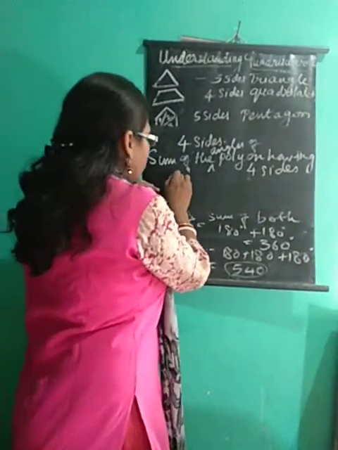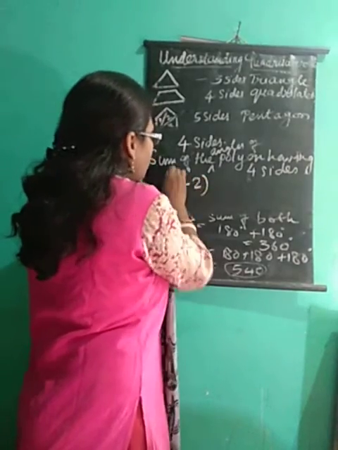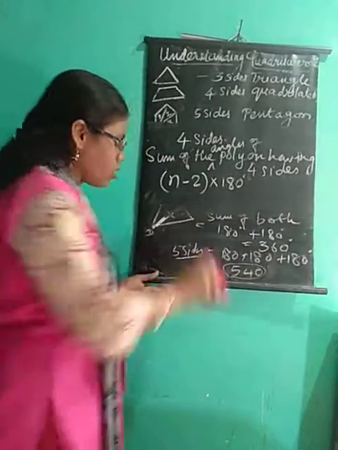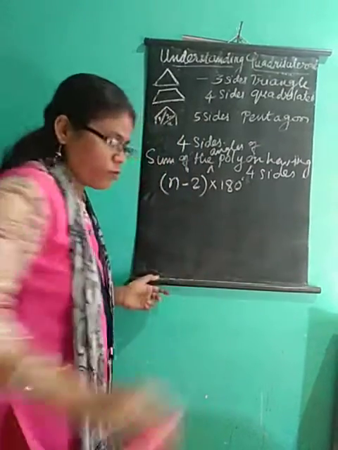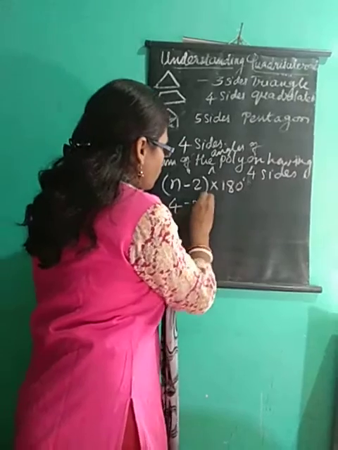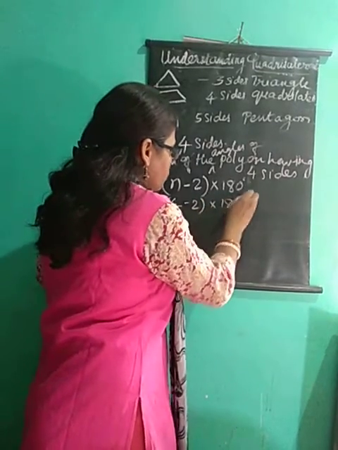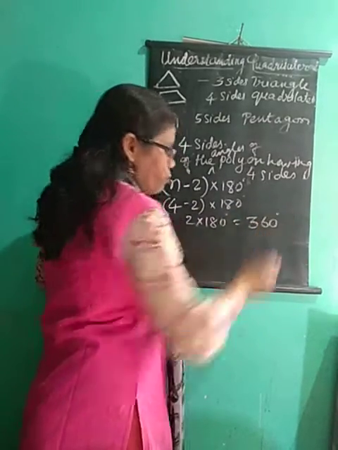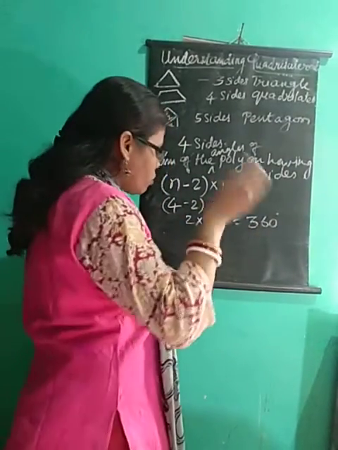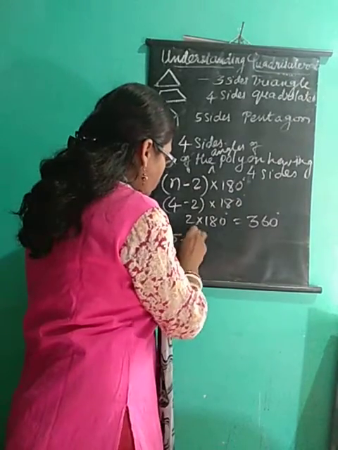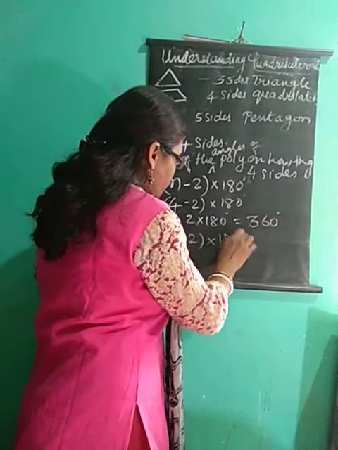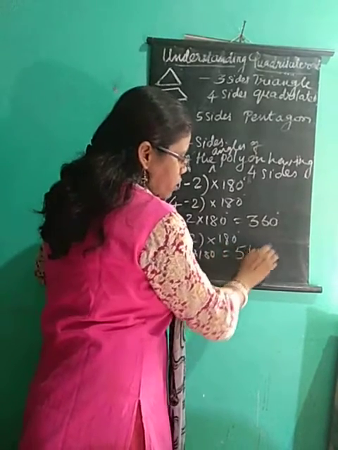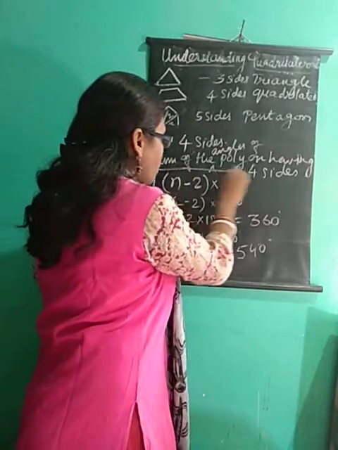So let us check. It will be n minus 2 into 180 degrees. (n minus 2) into 180. It means, you can check here, it is 4 minus 2 into 180. So you get 2 into 180, that is 360 degrees. Okay, so your answer is correct. We can check the next one. 5 minus 2 into 180. You have 3 into 180, that is 540 degrees. So similarly, this is your formula.